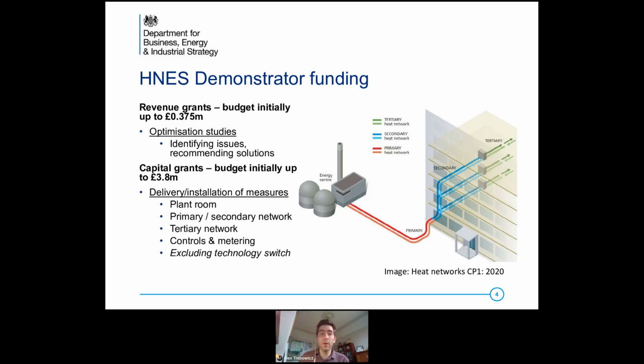We had a second part, which was our capital grant. That was actually delivering the measures that were identified or needed for those networks, and it covered pretty much the whole of the district heating or communal network system architecture: energy centre and plant room, primary network, secondary network, and tertiary network. The key exclusion here was funding for the technology switch, perhaps moving from a gas boiler to a heat pump. That sits firmly in the Green Heat Network Fund space. And again, I'll pick up on that a little bit later.